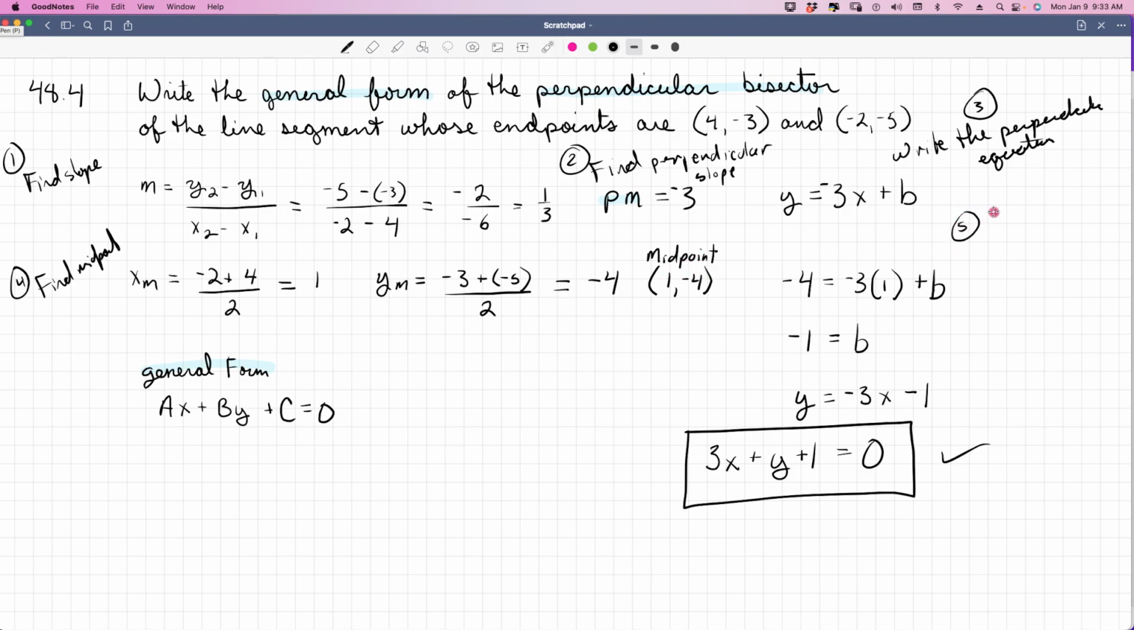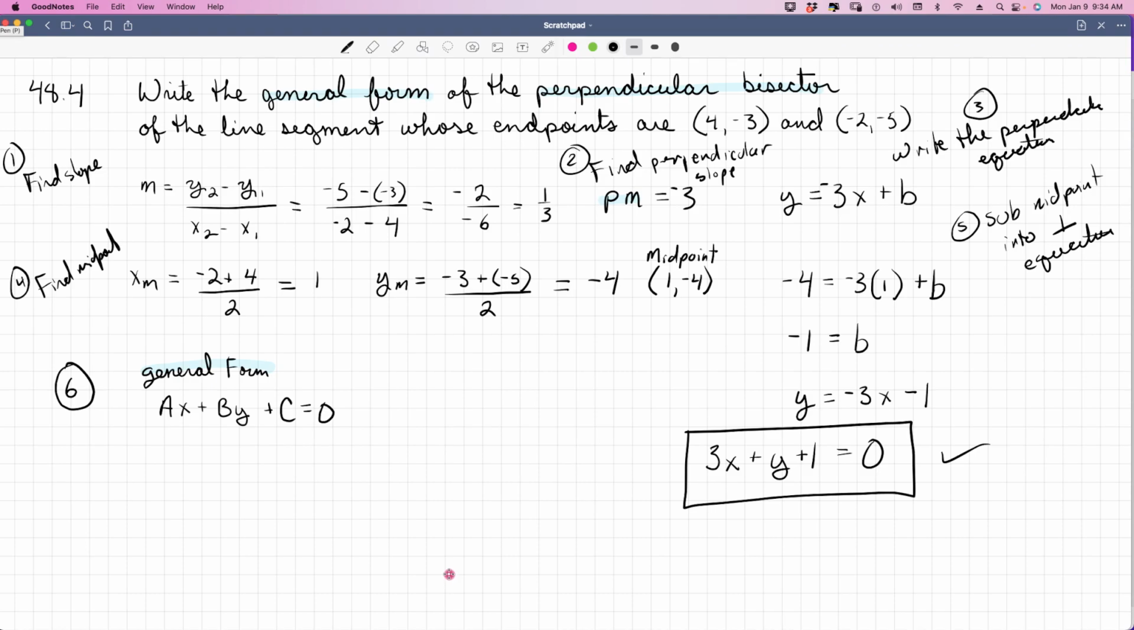Number 5 is going to be to sub the midpoint into the perpendicular equation, which is here. And then number 6, once you solve that, number 6 is to put it in the general form. And that is this.